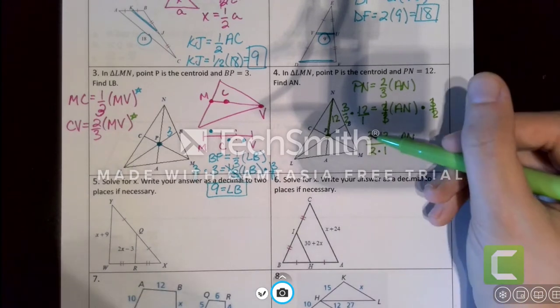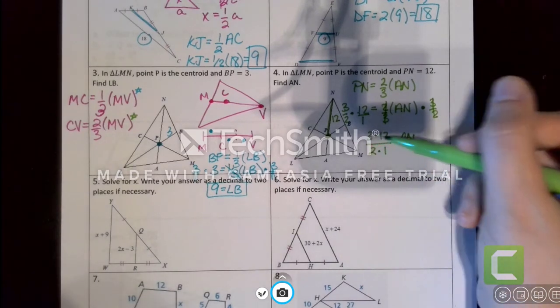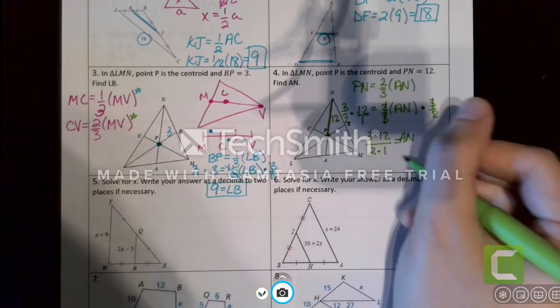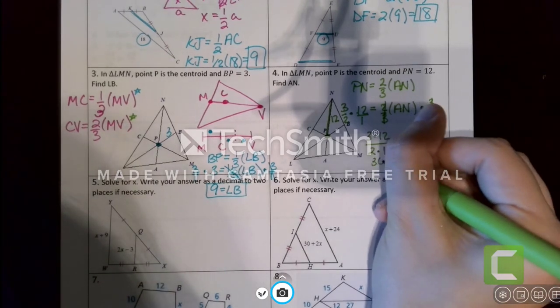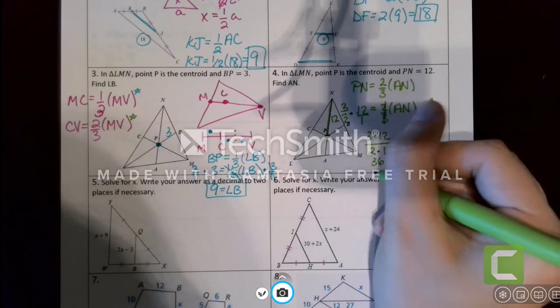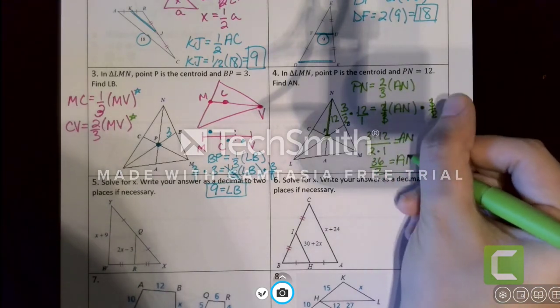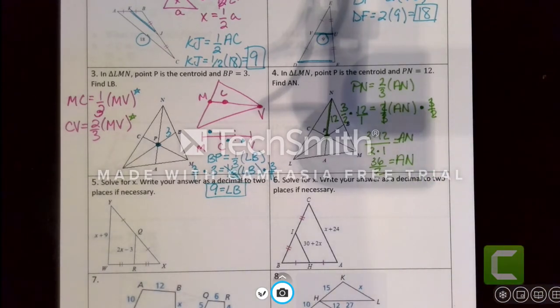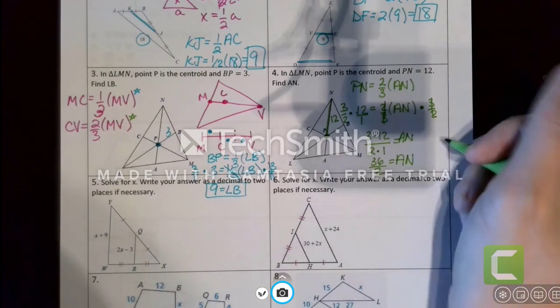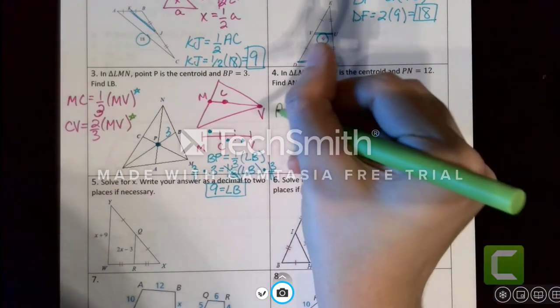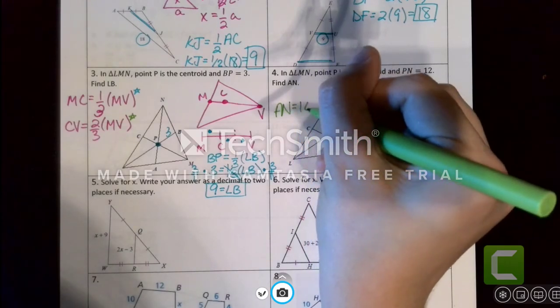Let's go ahead and solve out the algebra for the numerator and the denominator. 3 times 12 gets us 36, and 2 times 1 gets us 2. So we're left with the division problem to find the full length of AN. Well, if we divide 36 by 2, we get the total length that AN is equal to 18.